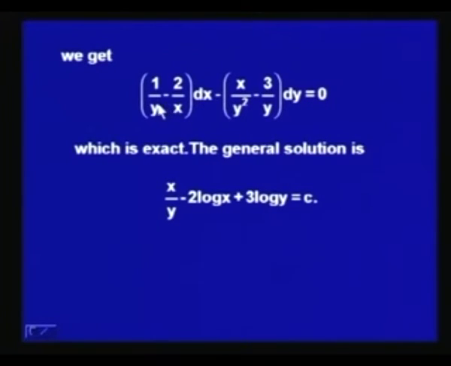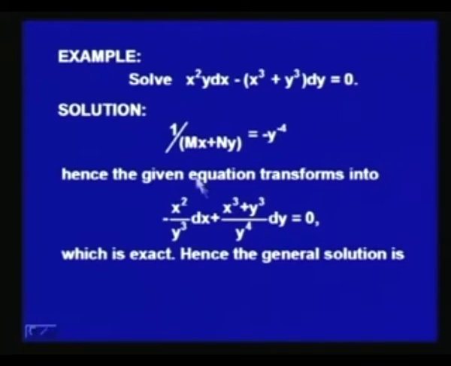Now we shall group the terms 1 over y dx with minus x over y square, that will be the differential of x over y, and the integral of minus 2 over x will give us minus 2 log x, the integral of 3 over y will give us 3 log y, and so we will get the general solution as x over y minus 2 log x plus 3 log y equal to c.